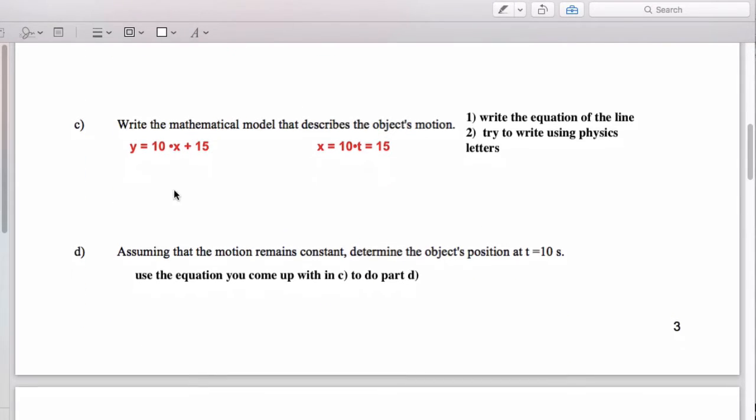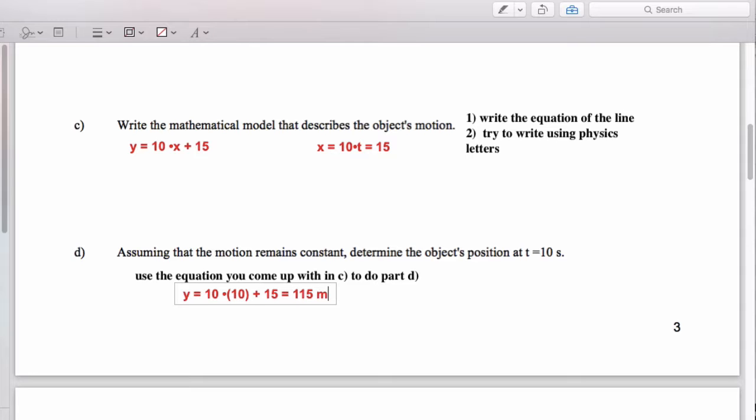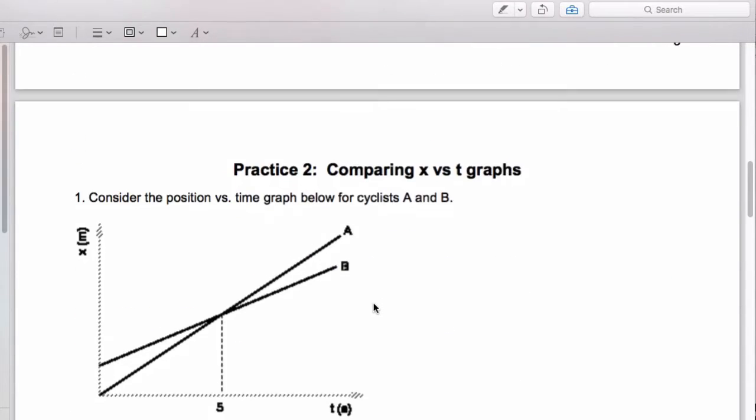Now it says assume the motion remains constant. Let's determine the object's position at 10 seconds. So we're going to use the equation here, and what we're going to do is we're going to actually put in 10 for the time, and when we work that out, we're going to end up getting 115 meters. That's actually how we do part D.